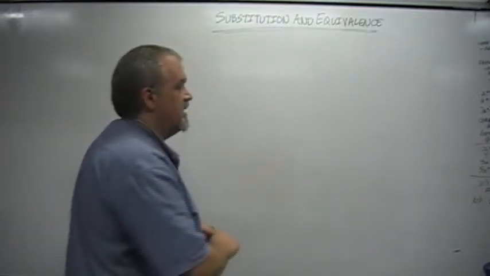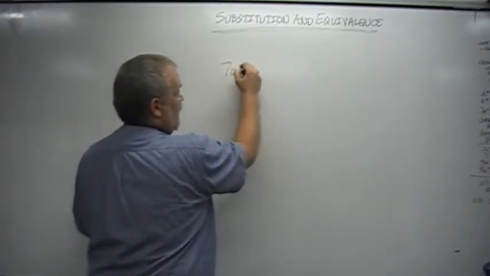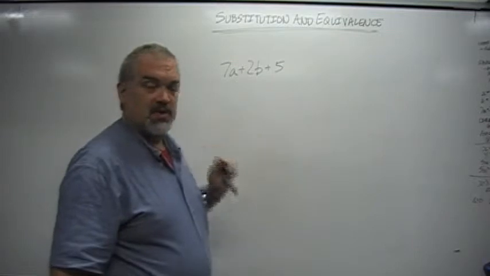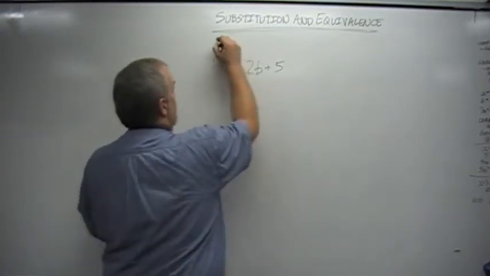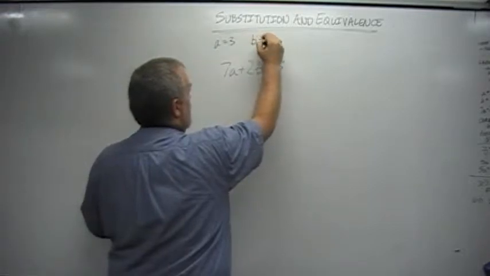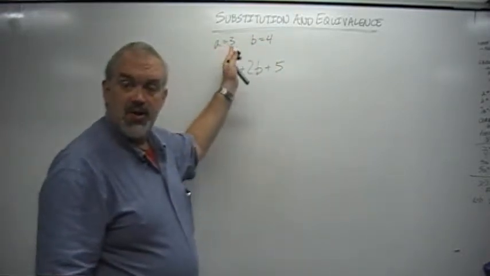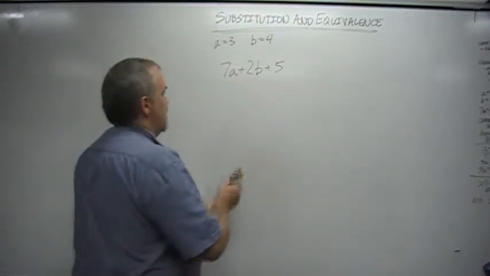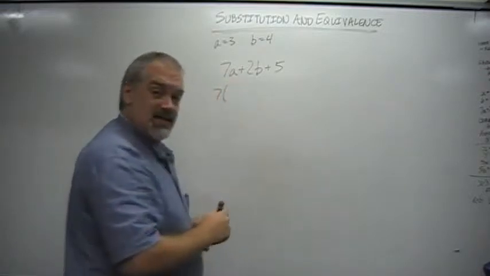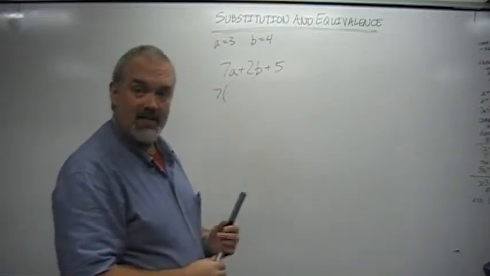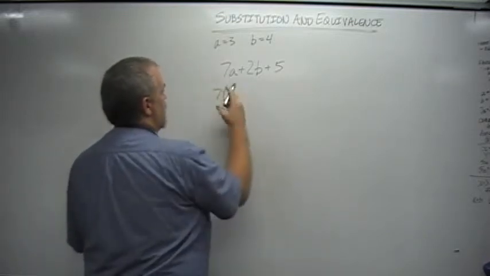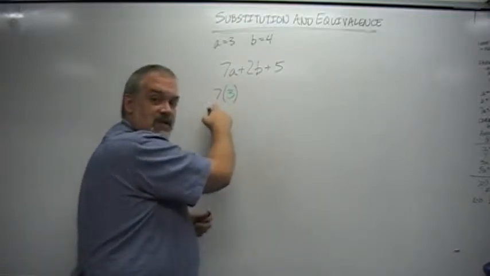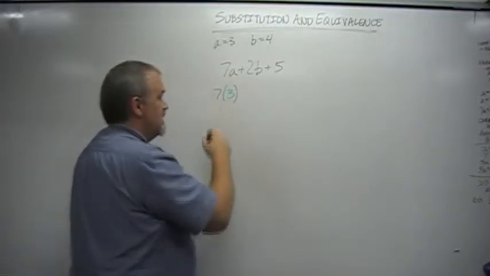So let's use an example. Let's say that I had 7a plus 2b plus 5. An expression has three terms. Let's say that a equals 3 and b is equal to 4. We can substitute those numbers in place of the pronumerals. Remember, 7a is 7 times a, and a is 3, so we put that 3 there. This is another way of saying 7 times 3.